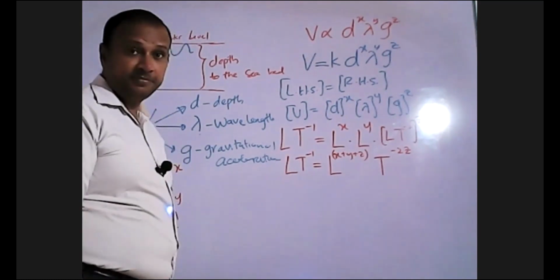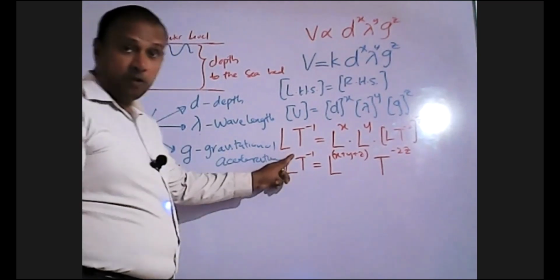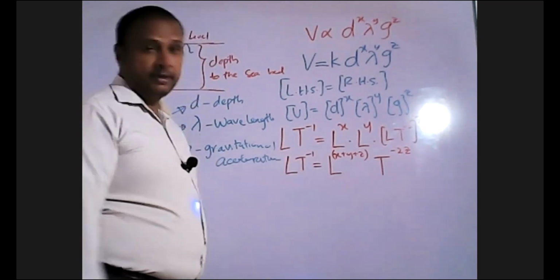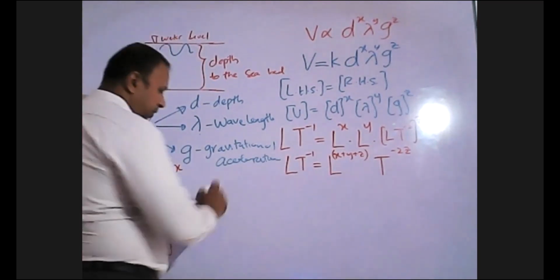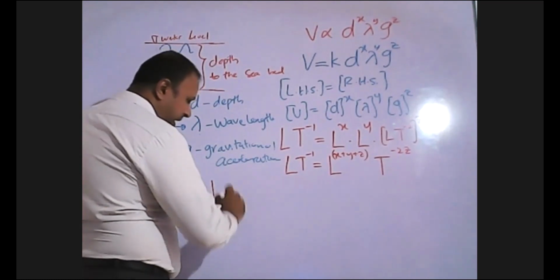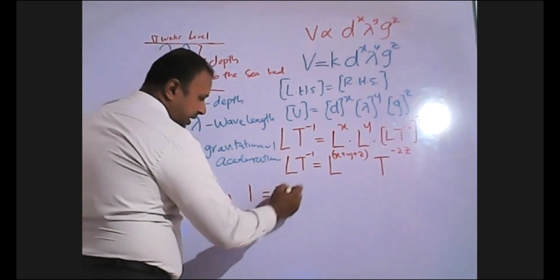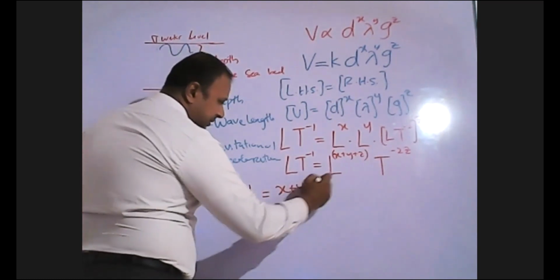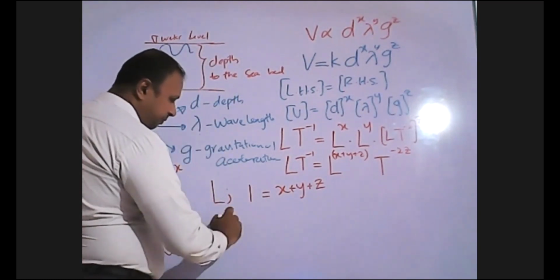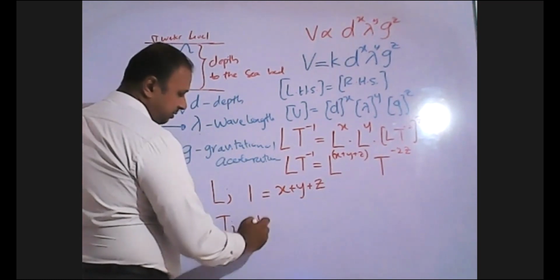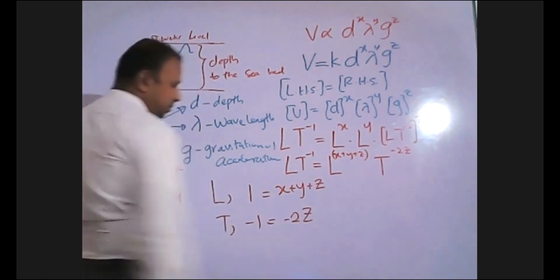Now I can equate powers of the same bases. If I equate the power of L, on the LHS it is 1, equal to x plus y plus z. Then the power of T, on the LHS it is minus 1, and on the RHS it is minus 2z.